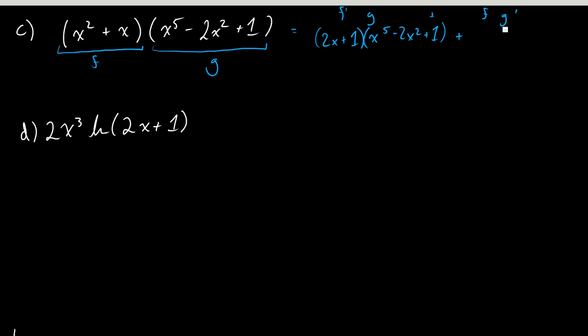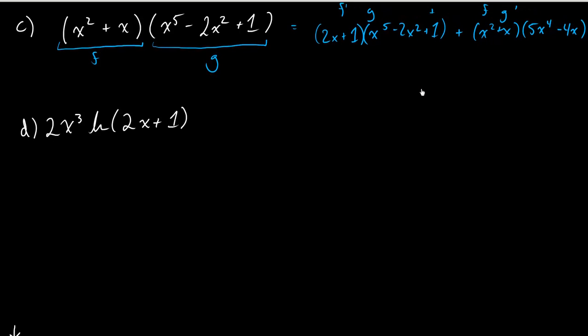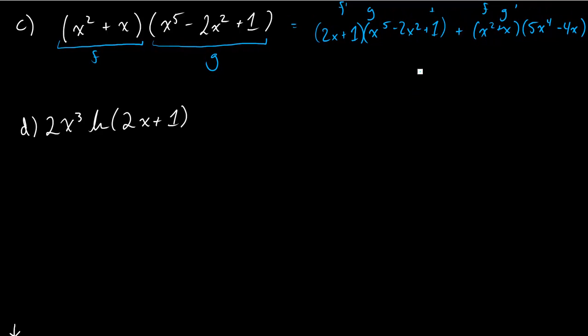And then I will have f alone. I don't do anything to it. And g prime: I'm just taking derivatives of polynomials, so this is going to be 5x to the 4th minus 4x. Now you could multiply this out and add it up together. I'm not going to do that here, but if you do have questions about it, I encourage you to email me.